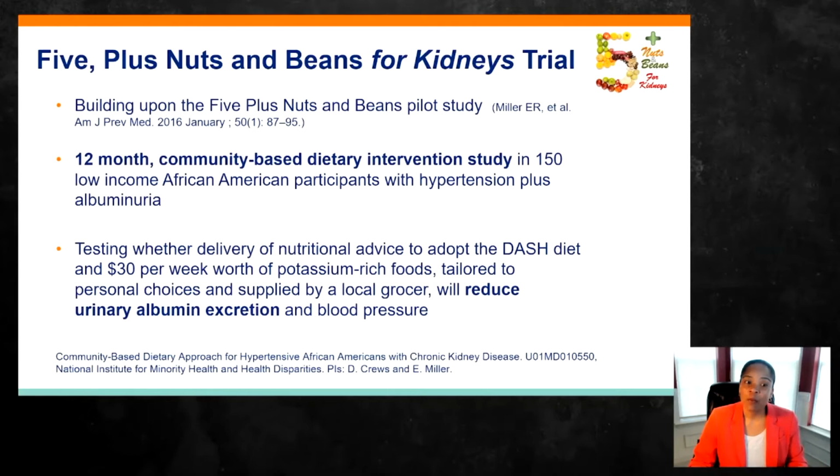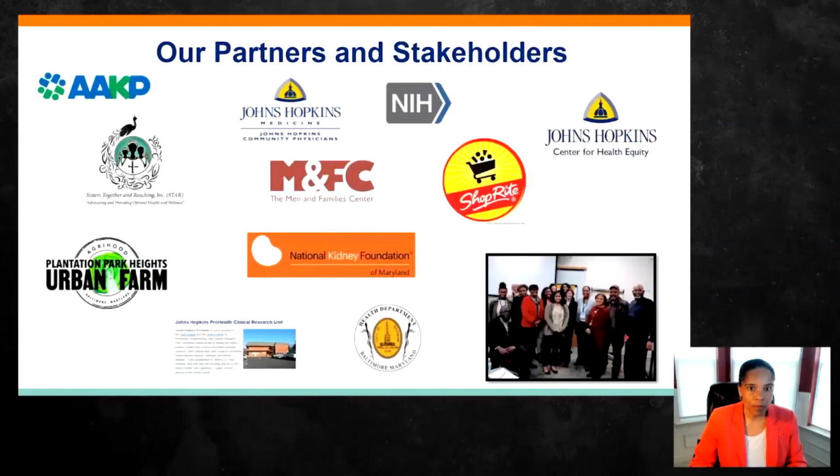Plus, we're providing them with $30 per week worth of fruits, vegetables, nuts, and beans, which are potassium-rich foods. And we're partnering with a local grocer to provide these foods. The outcome that we're focused on is reduction in loss of albumin in the urine, or urinary albumin excretion, and also improvements in blood pressure. Ours is a community-based participatory research study where we have numerous partners, including our grocer partner, ShopRite, that's featured there.